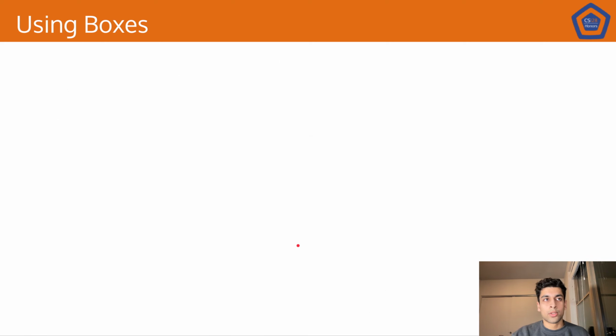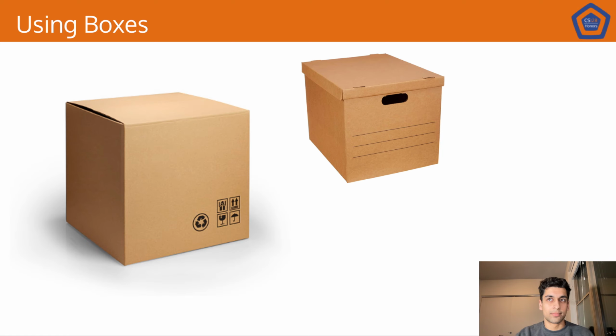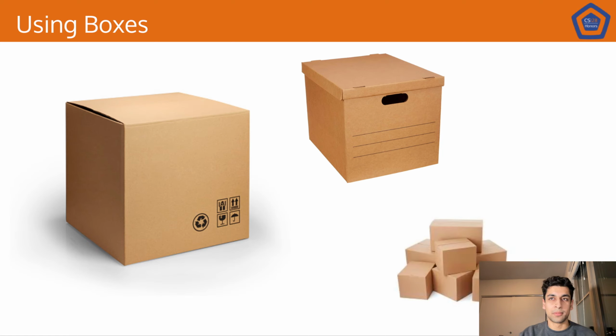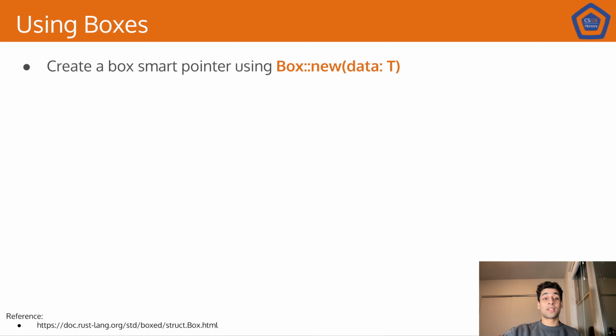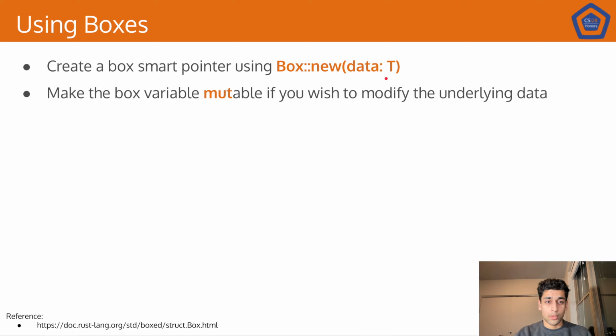Okay, so how do we use boxes in Rust? You create a new box smart pointer using the ::new constructor. It takes ownership of the data you pass inside, and it puts it on the heap. Make the box variable mutable if you wish to modify the underlying data of the box. If your box smart pointer is not mutable, the data inside is also not mutable.